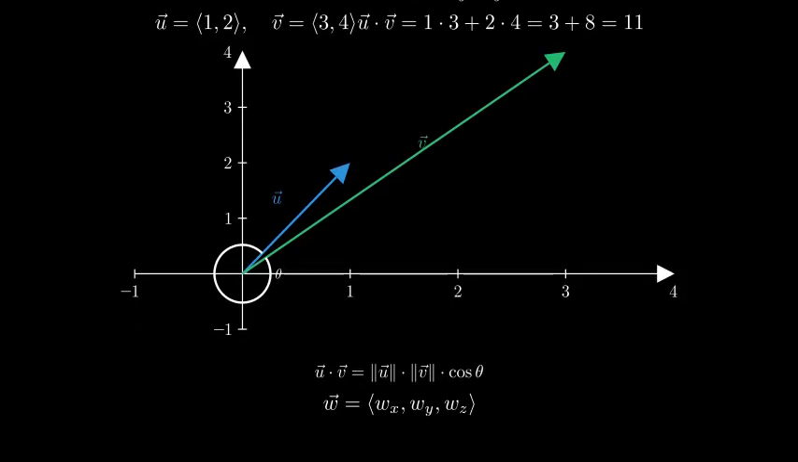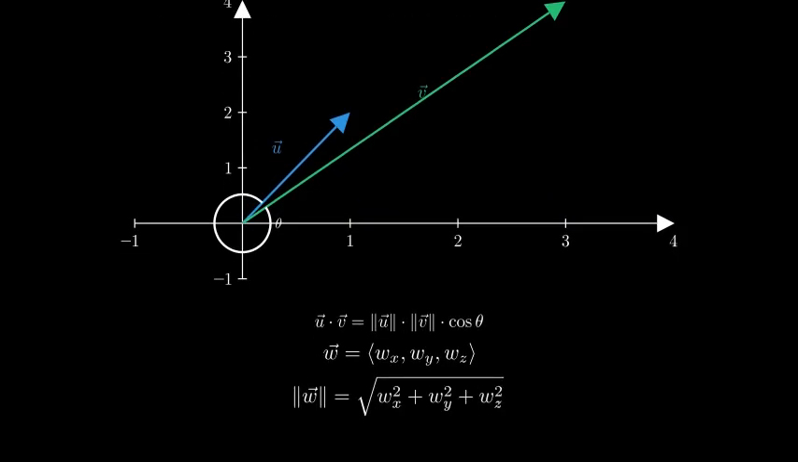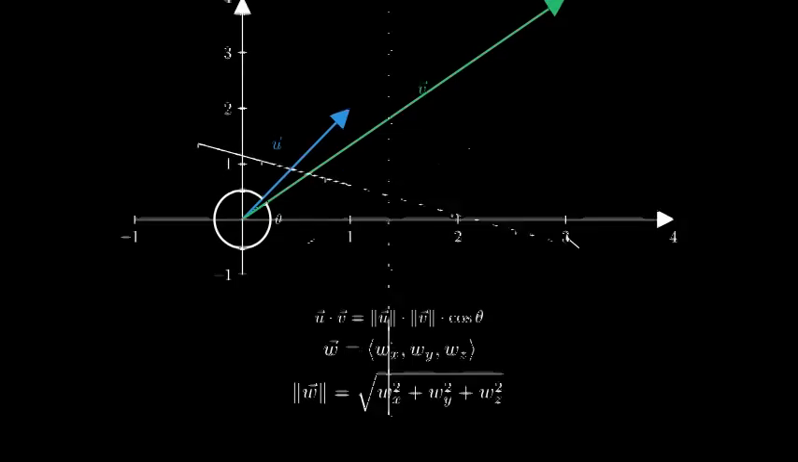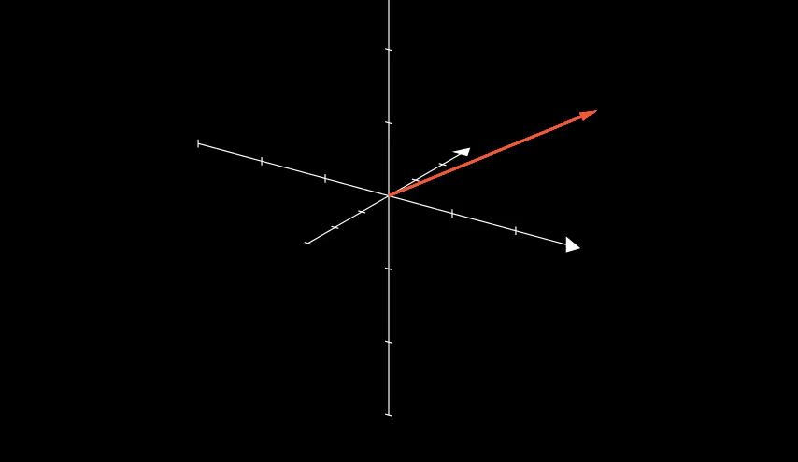Briefly, let's mention three-dimensional vectors. A vector in 3D space has three components x, y, and z. We write it as w equals ⟨w_x, w_y, w_z⟩. The magnitude of a 3D vector is calculated similarly to a 2D vector, but with the z component included. The magnitude of w equals the square root of w_x squared plus w_y squared plus w_z squared. Here's a simple visualization of a 3D vector. All the operations we've learned, addition, scalar multiplication, dot product, extend naturally to 3D vectors.